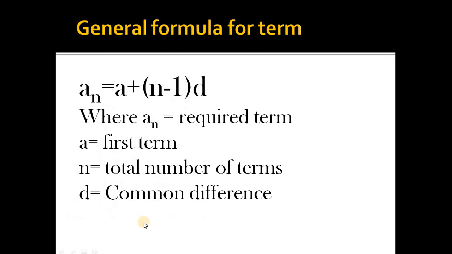How it is created, we will see. Here, students, you can see an equals a plus (n minus 1)d. This is the general formula for calculating terms, where an is the required term, a is the first term, n is the total number of terms, and d is the common difference, as I explained earlier. These are the values that we substitute.